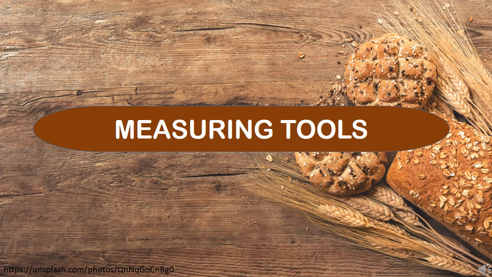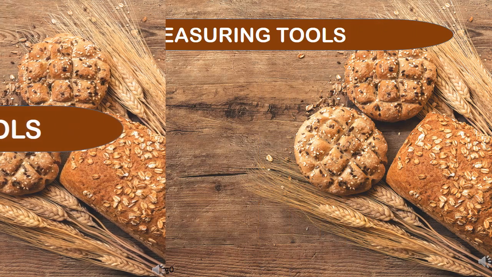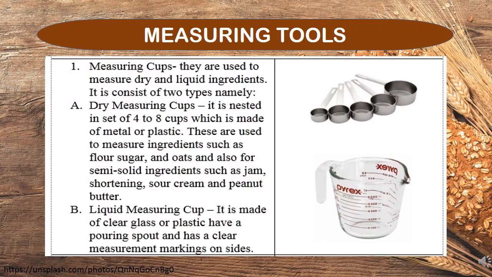Measuring tools. First is the measuring cups. They are used to measure dry and liquid ingredients. It consists of two types, namely dry measuring cups and liquid measuring cup.